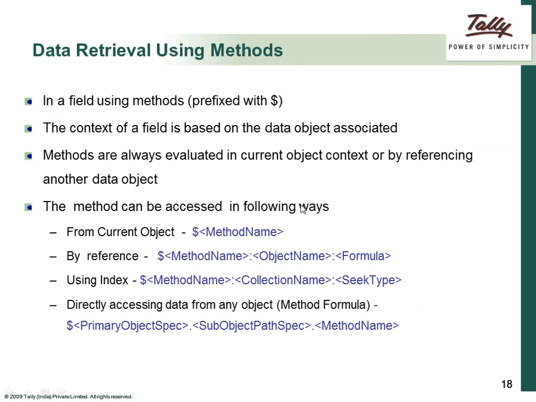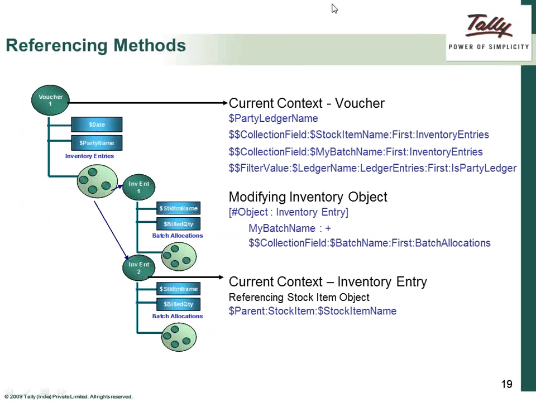So we have method names. These are the various ways that you call your methods. One we already used, that is the dollar and the method name directly. Then there is something called object reference, where you provide the method name, the object type, and the formula from the current object. Then using the index, that's through a function. And then direct specific object association, that's what we use for object EX. So this is one example.